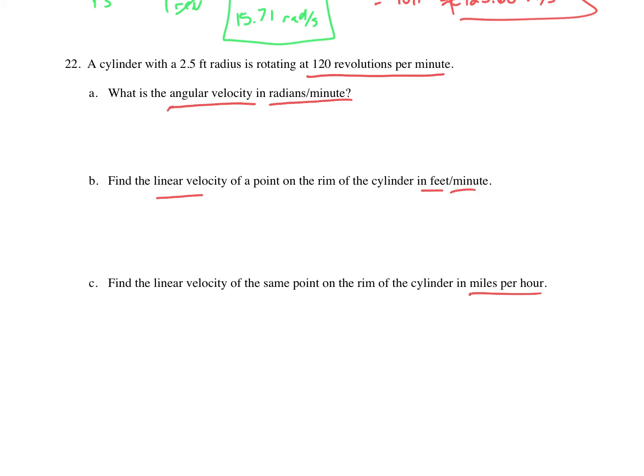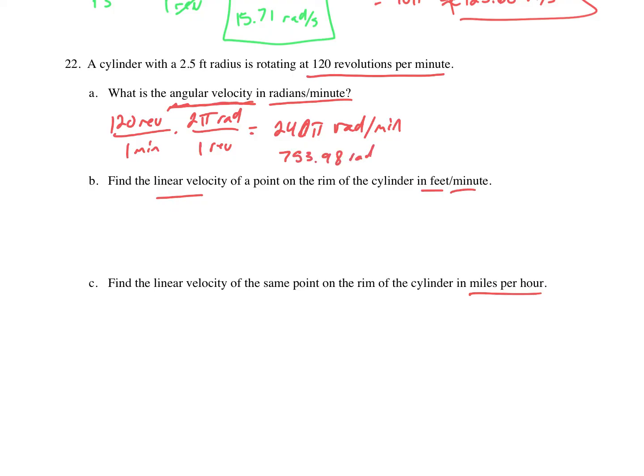So angular velocity in radians, so that's converting 120 revolutions per 1 minute into radians per minute, so 2 pi radians per 1 revolution. So that gives us 240 pi radians per minute, or again, if you'd like the decimal equivalent, 753.98 radians per minute. So there is your angular speed.